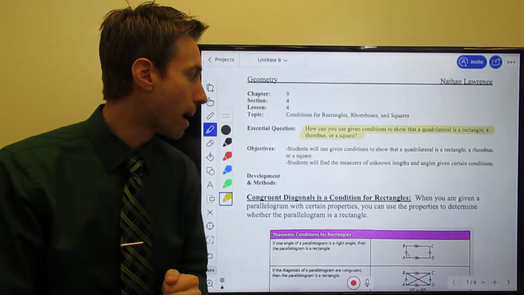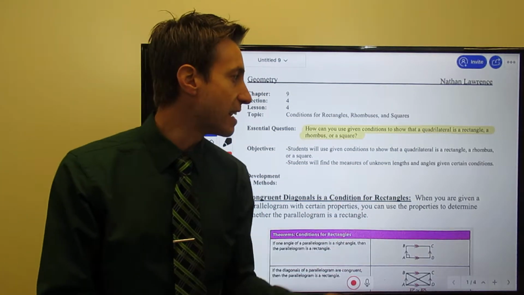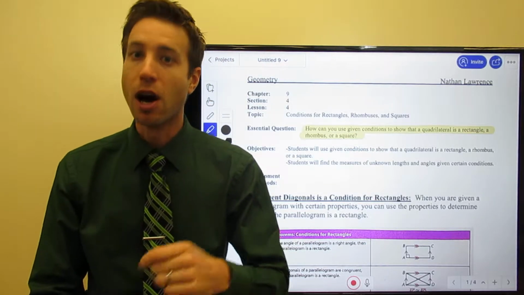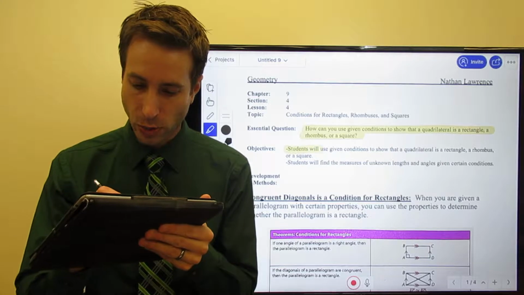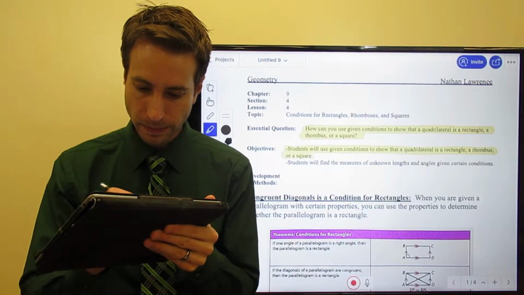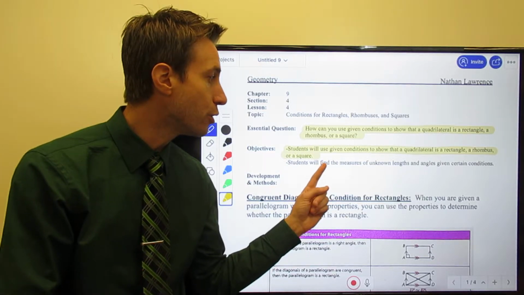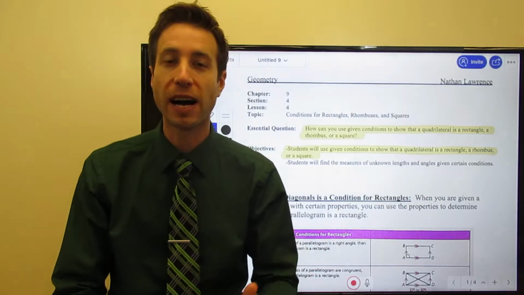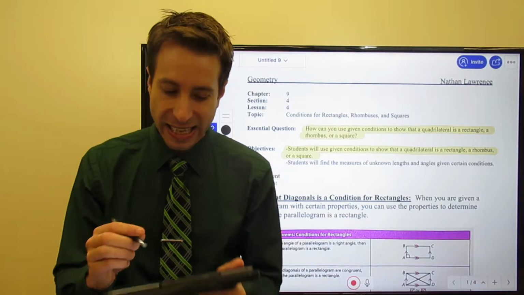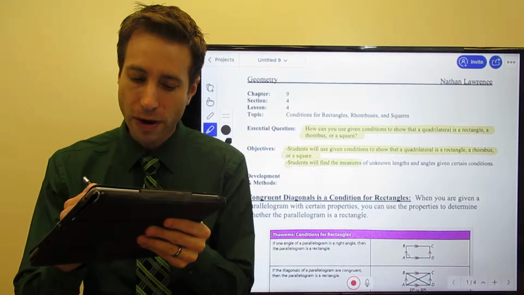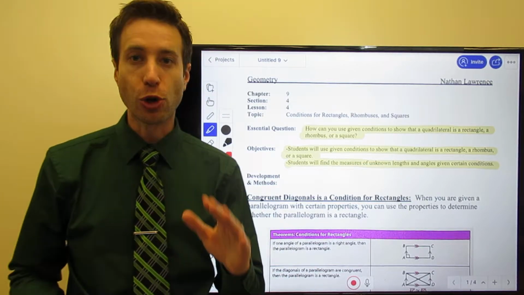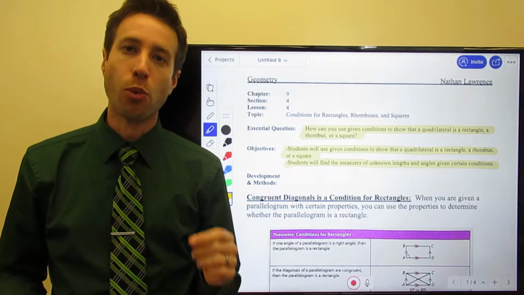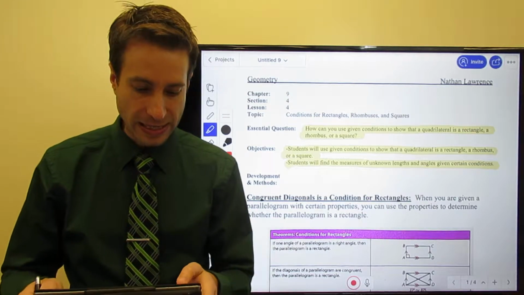So how are we going to go about doing that? First, we're going to investigate the conditions of those quadrilaterals: rectangle, rhombus, and square. Then we can use those conditions to help us find unknown measures and lengths, and we've seen this over and over here in geometry. This is really where the algebra comes in. So let's jump right into this. We're first going to start with rectangles.